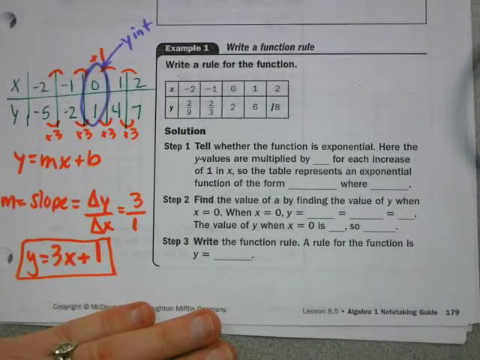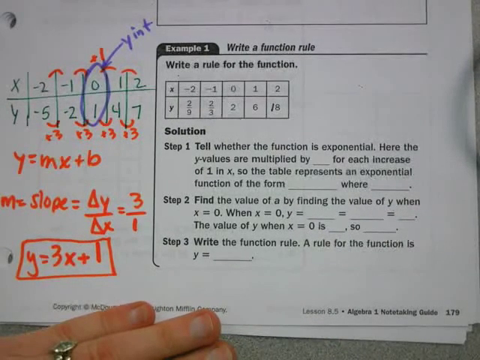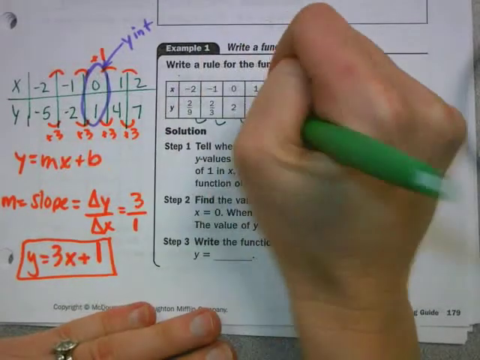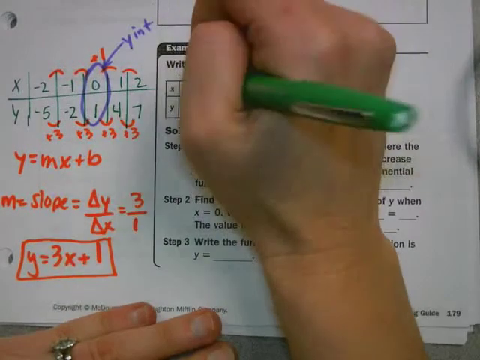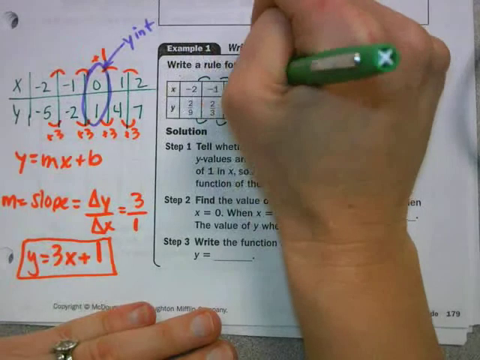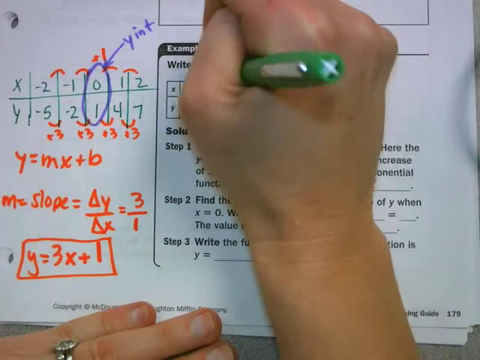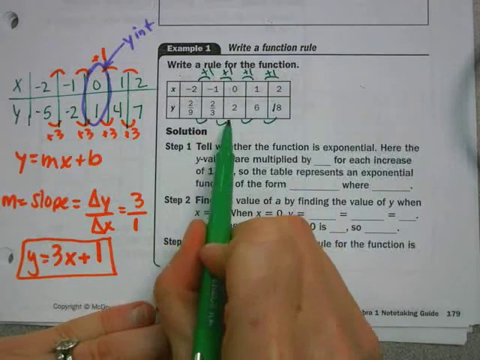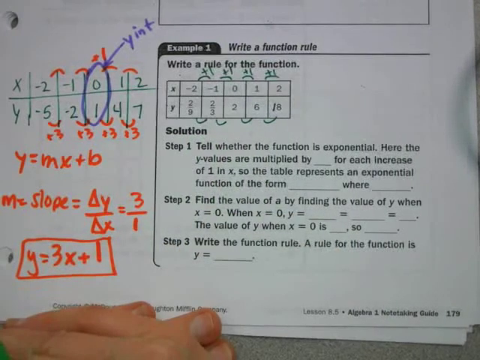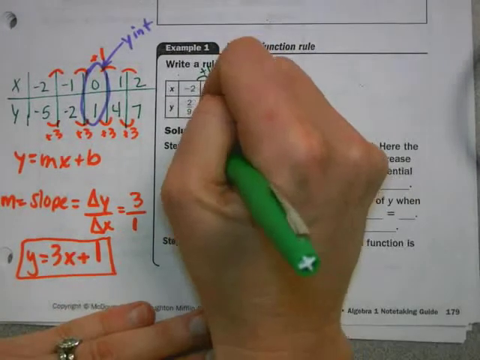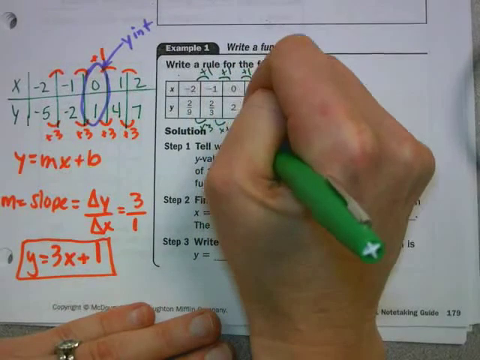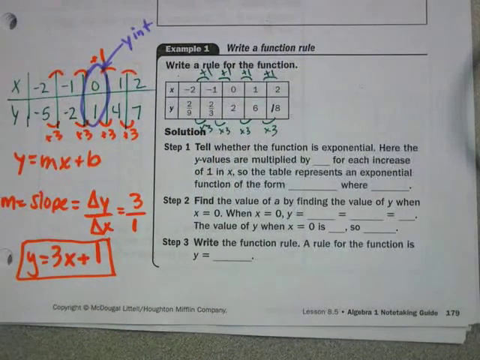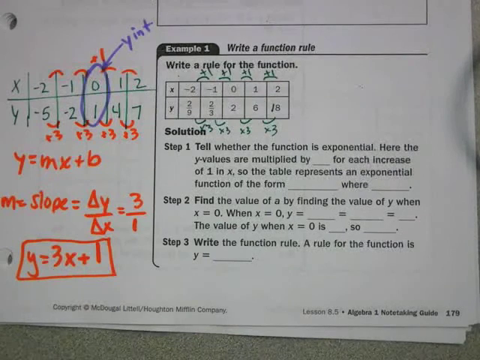Okay, so the first thing we need to do is tell whether it is exponential. And here's the deal. If the y values multiply by some number and the x values increase by 1, which they do, we have an exponential function. So let's see. What can I multiply each value by to get to the next one? It's 3, or 3 over 1 in the case of the fractions. So we are multiplying each one by something in the y's, and the x's are going up by 1.